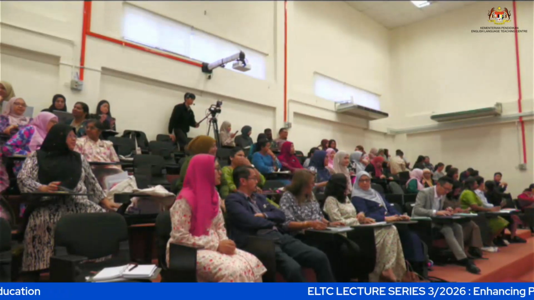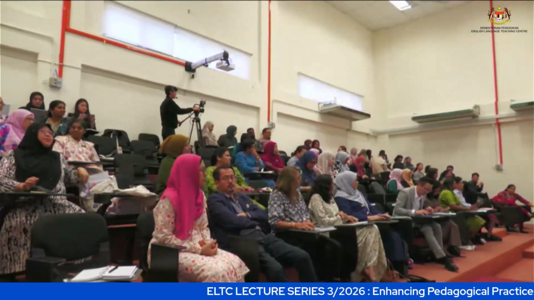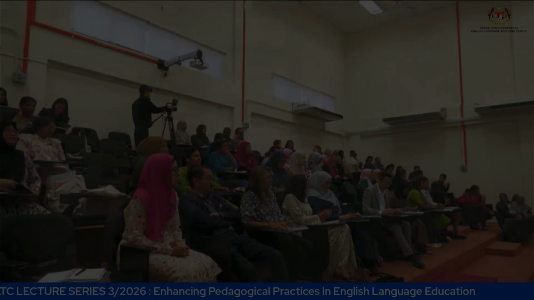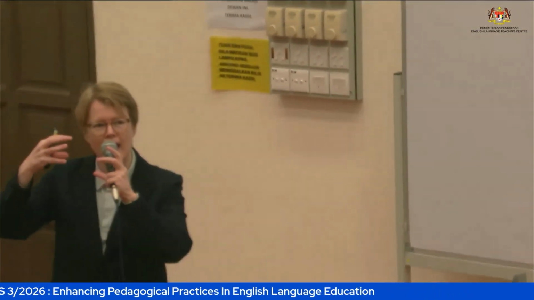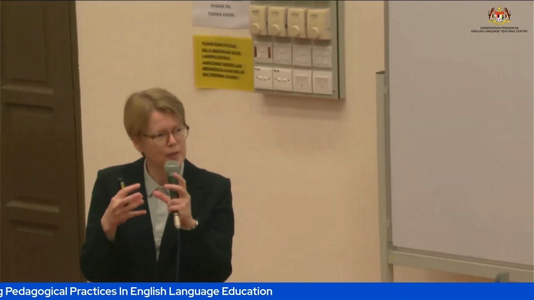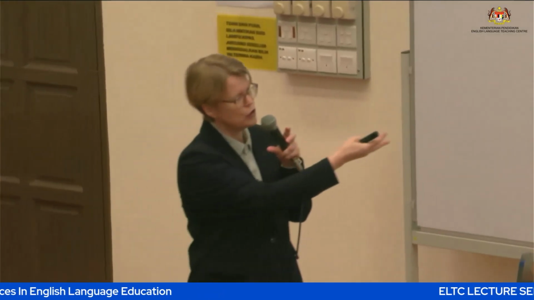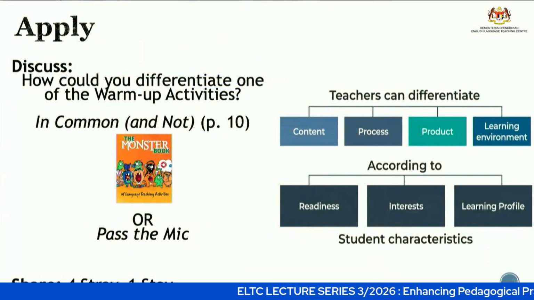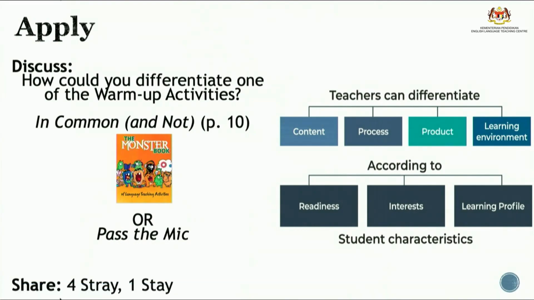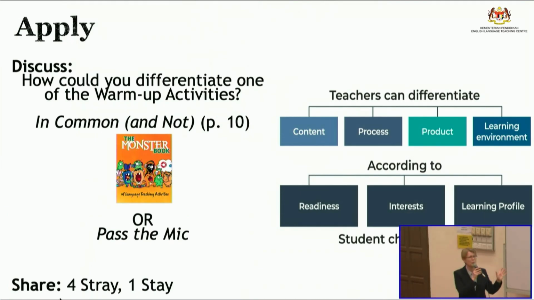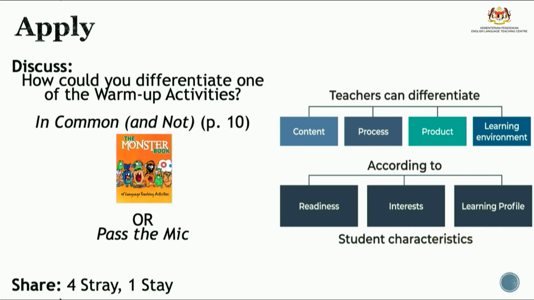Okay, so you've come up with some ideas just talking with a partner or a few people around you. Okay, if we had done this as a small group, like at a table, then we could do like a 4 stray, 1 stay model. Okay, are we familiar with that? Okay, so we can interact with different group members in so many different ways, right? Okay, would anybody like to share how you would differentiate one of these warm-up activities?